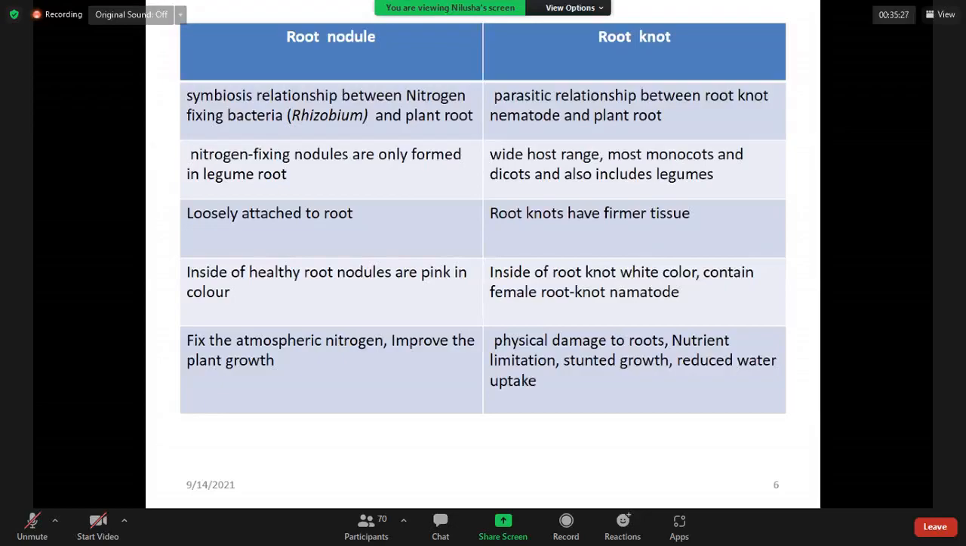for plant growth. And in the root knot, the formation causes physical damage to the root and nutrient limitation. That causes stunted growth. Stunted means the plant is not growing in proper condition. Because of that, the plant is small in size and has reduced water uptake. Is it understood?